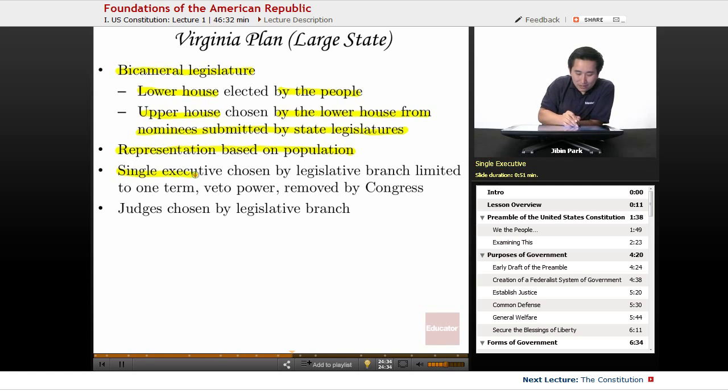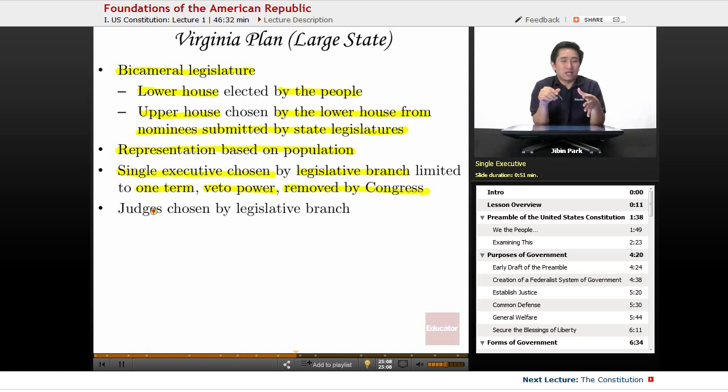And there was the idea of having a single executive chosen by the legislative branch, limited to one term with veto power, but removed by Congress. So in the Virginia Plan, the executive clearly is weaker than the executive that we have currently in our Constitution. But it's interesting that at least Virginia did not view this executive as wielding a lot of power. There was a lot of mistrust in giving too much power to one individual.